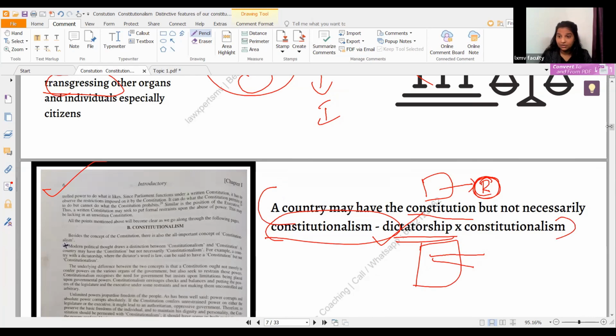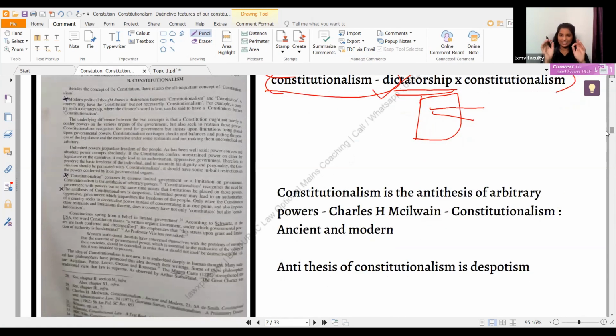Based on the statement, you can get a UPSC question. That's why I'm pointing it out. This is one statement. Next statement: constitutionalism is the antithesis of arbitrariness. I told you, right? Controlling power, limiting the power of the government is called constitutionalism. When you're limiting the power, there is no absolute power, so there can be no arbitrariness. Constitutionalism is just the opposite of arbitrariness. That's what this statement means.